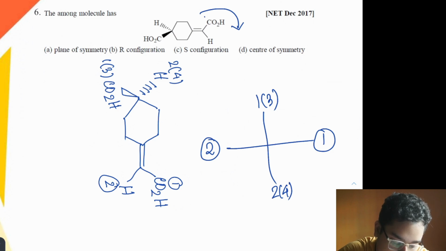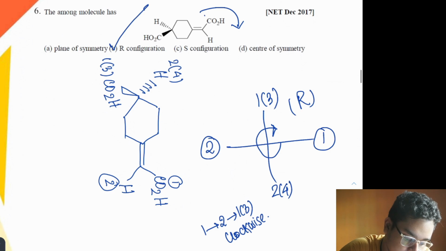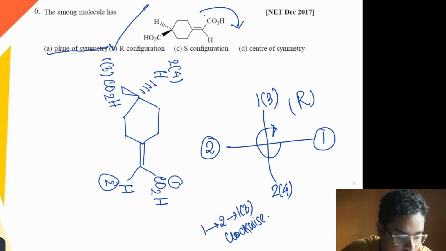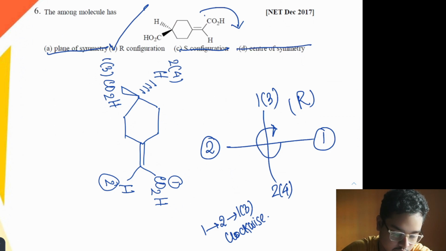So now we check the rotation 1, 2, 3. 1 to 3 is clockwise in nature. That means this will be R. This will be R configuration. And a plane of symmetry is not here, because if there were a plane of symmetry, then the particular molecule would not be chiral at all. So plane of symmetry is not here, center of symmetry is not present in axial chirality. So that means only one option is correct, that is the R.